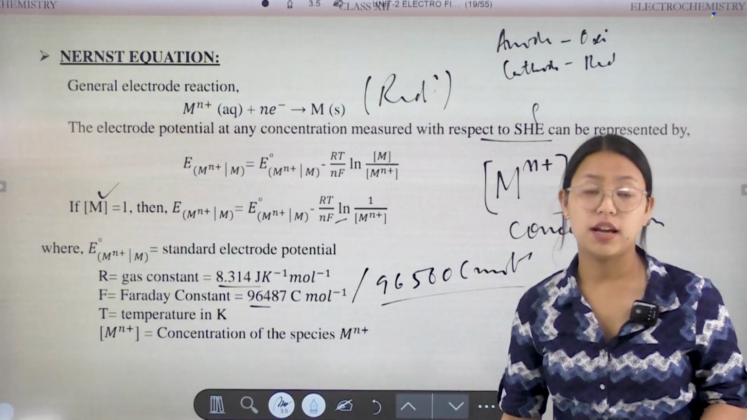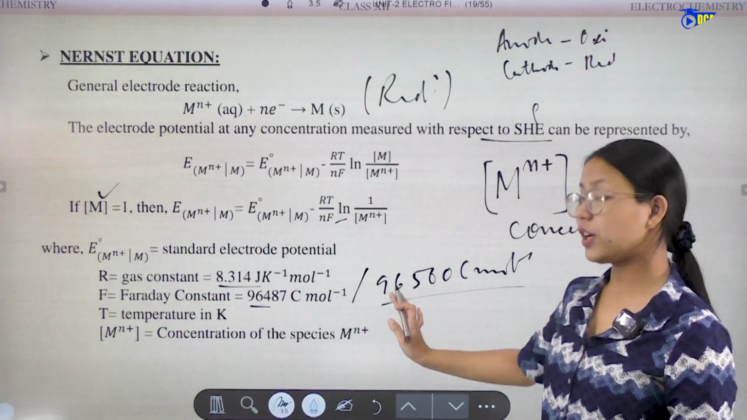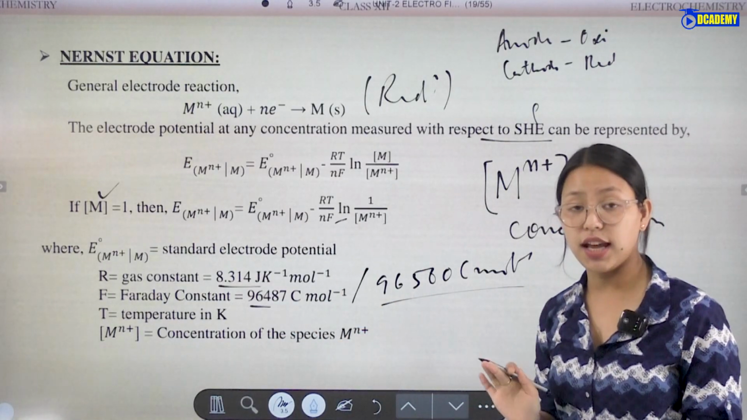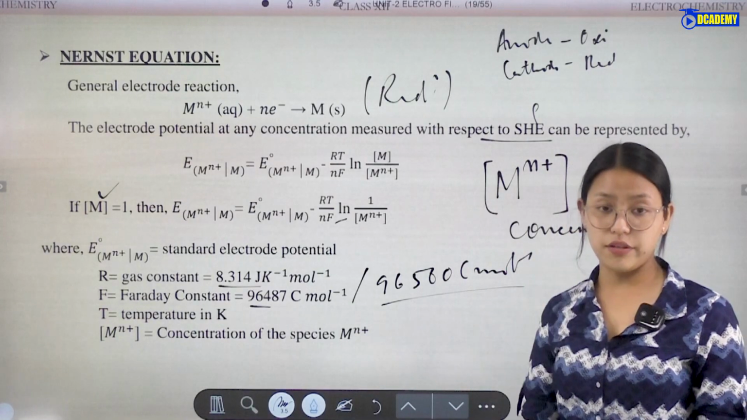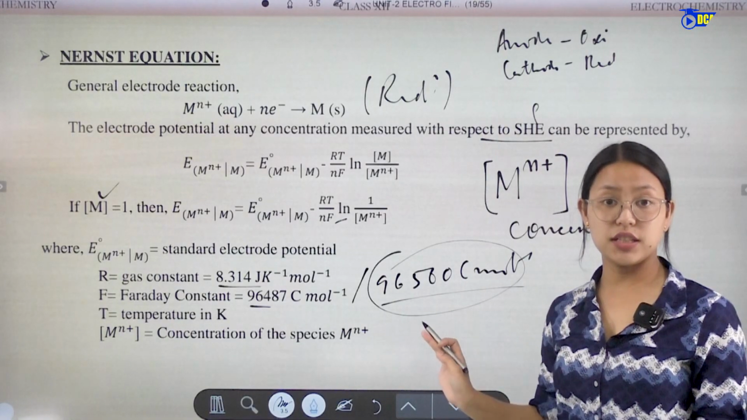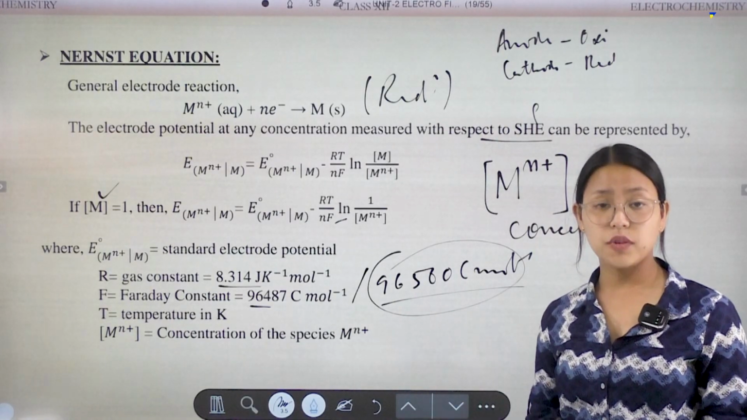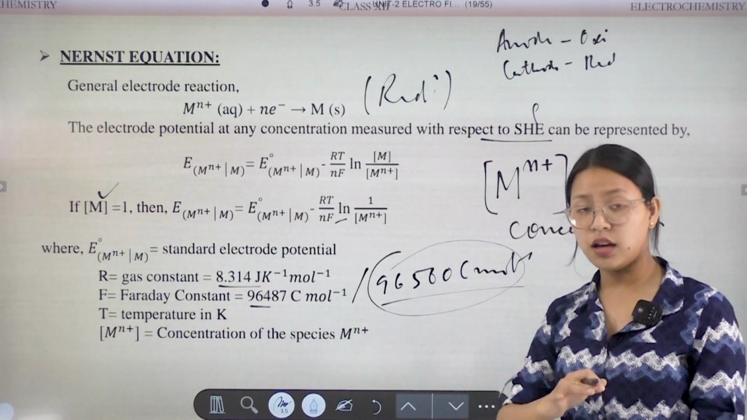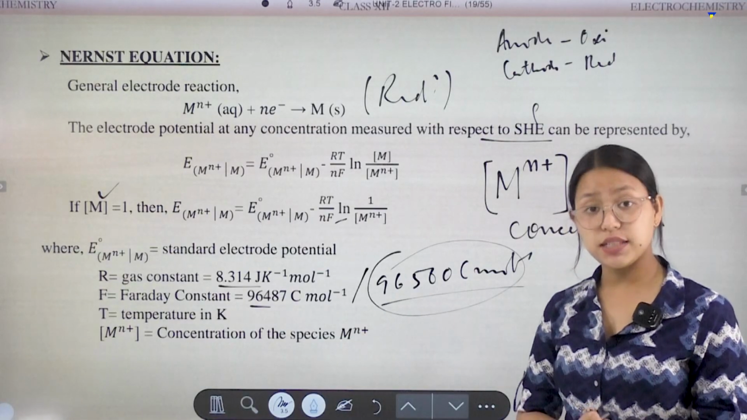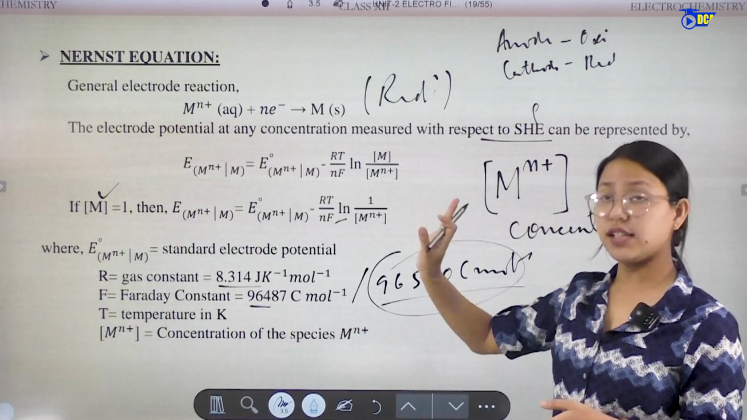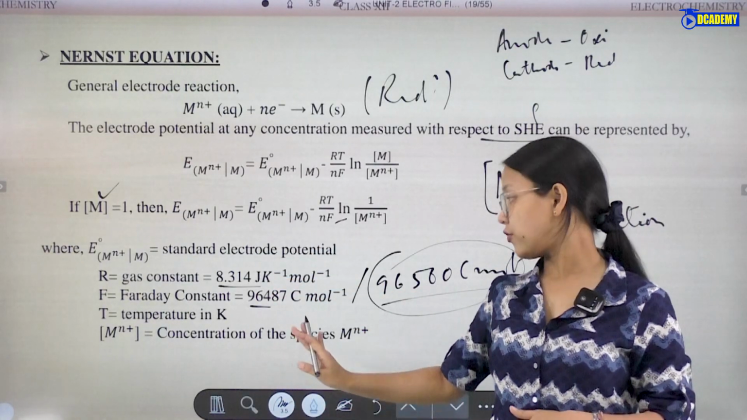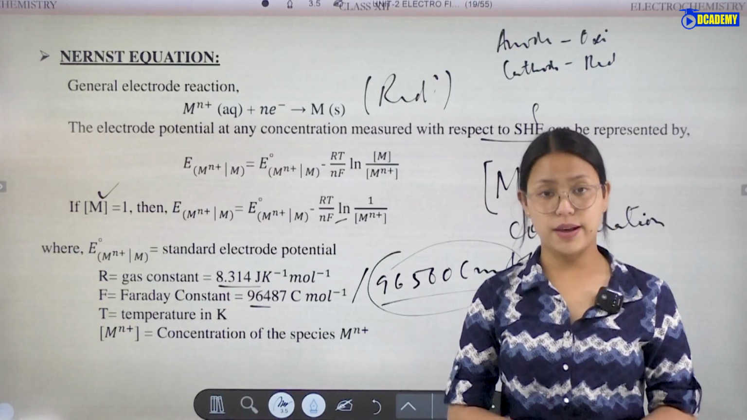Sometimes we can use this one and sometimes we can use that one. In chapters on Gibbs free energy, molar conductivity, specific conductivity and ionic conductance, we use 96500 as in the book. But for this Nernst equation, they have provided us this value, that means 96487. So we use that value.